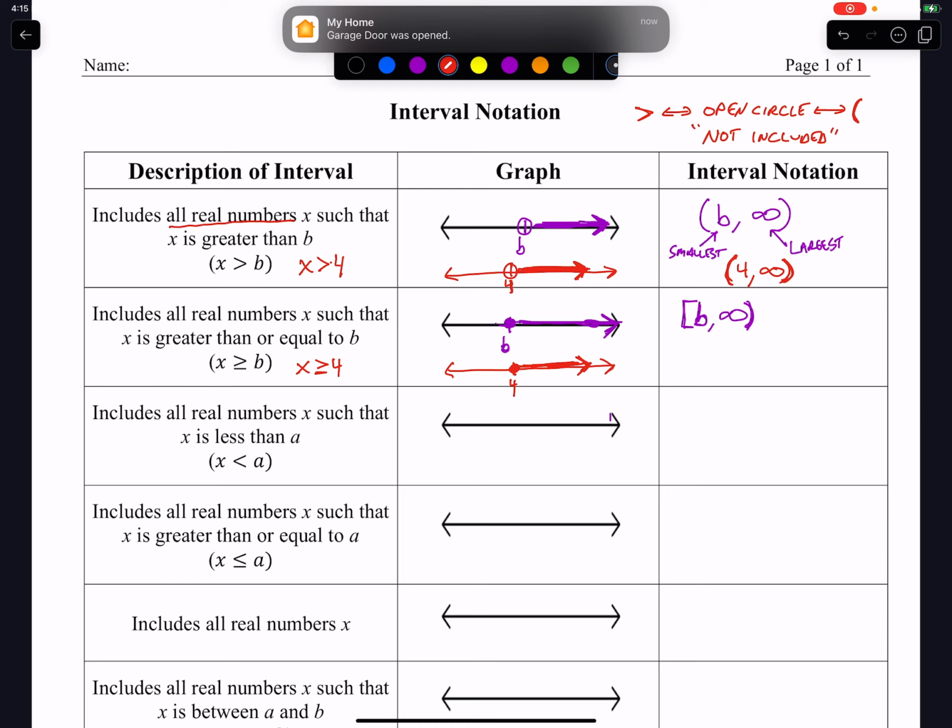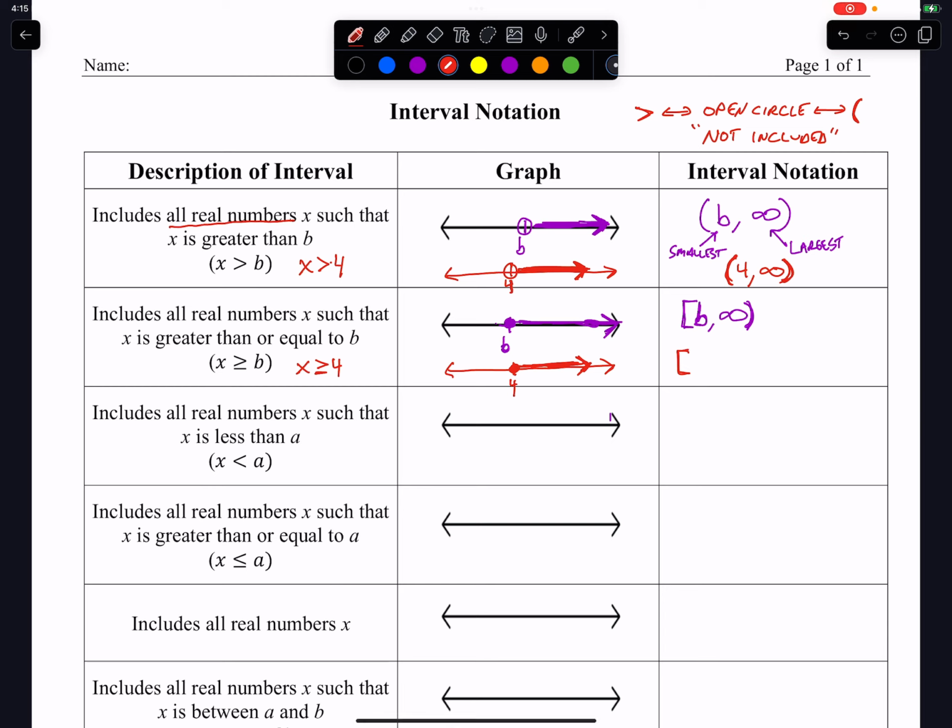Somebody's home, hopefully. All right, so the way I write that out is I start at 4 and end at infinity. Notice I put a closed bracket on the 4. That means that 4 is included. So if we want to include a number in interval notation, it's a bracket, like that, a square bracket. On the graph, it's a closed circle.